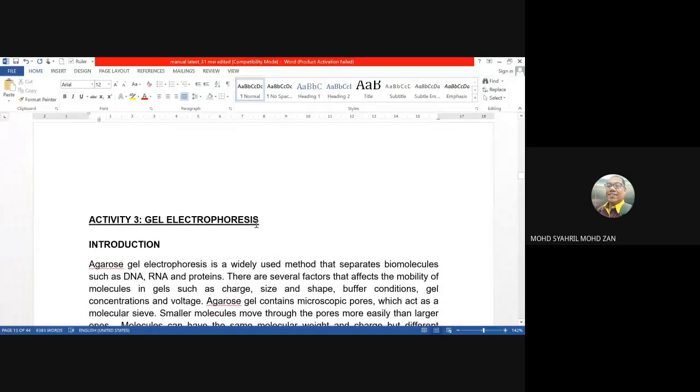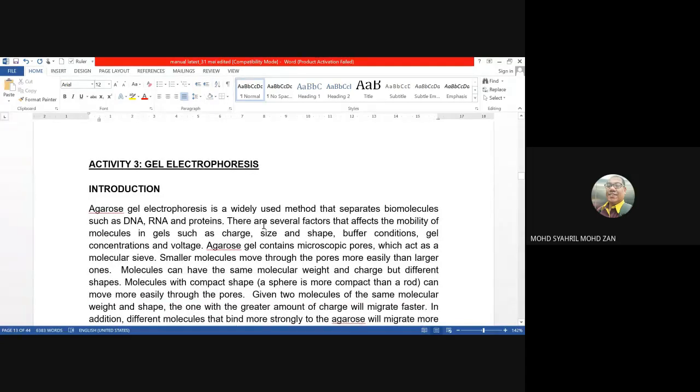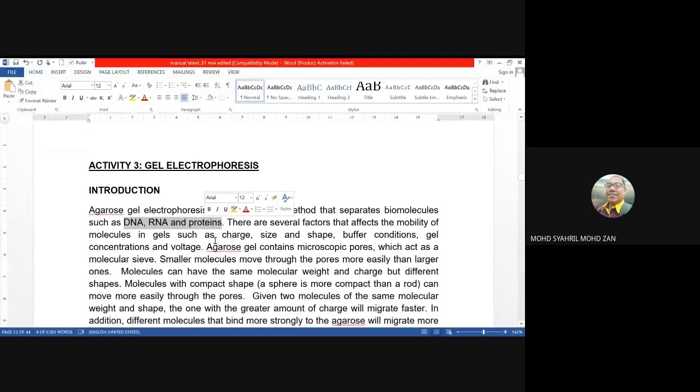So we are done with activity number 3. Okay, the third activity is our gel electrophoresis. So what is gel electrophoresis all about? It's a widely used method to separate biomolecules such as DNA, RNA and protein. So besides checking DNA, it can also be used for RNA and also protein.